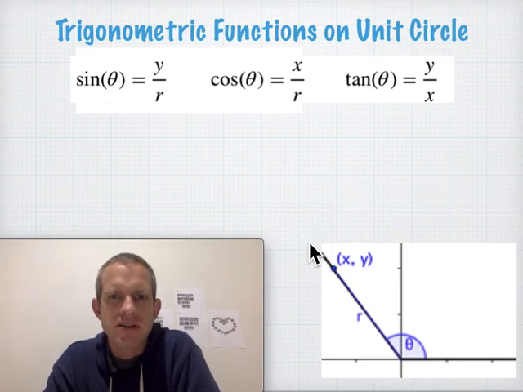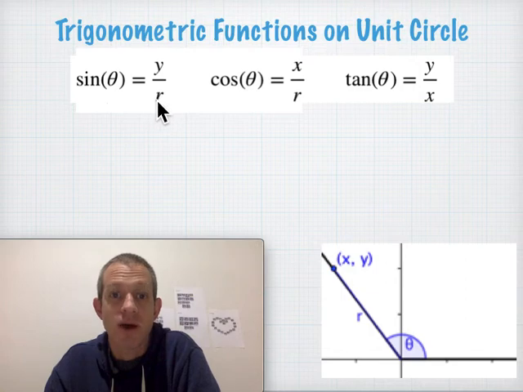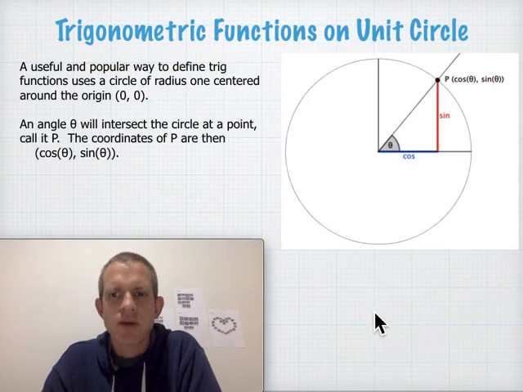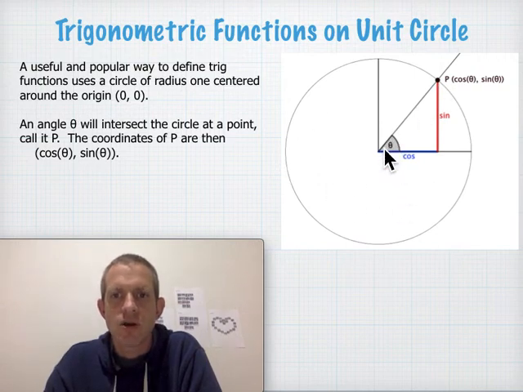But those definitions are a little bit clunky and require us finding this distance r away from the origin. What if that distance was always 1? Then y divided by 1, well, sine would just be y, and cosine would just be x, and that would be really nice. So that's why we often talk about sine and cosine as being part of what's called a unit circle. The unit in this case is simply telling us that the radius is 1.